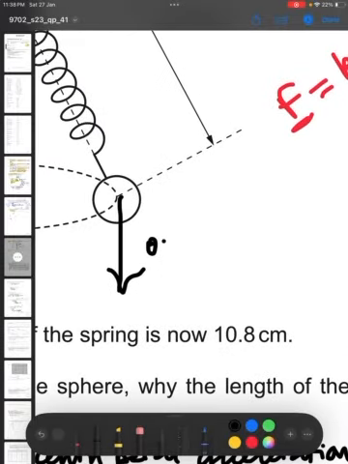If this one was just 0.29 times 9.81, and this one on its own was only capable of increasing the length of the spring to 8.5 centimeters, so we have to account for the emergence of the other forces.